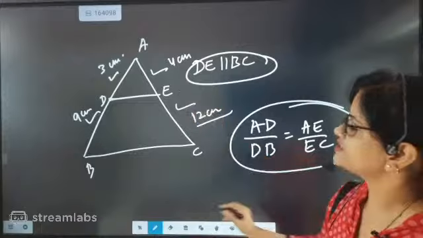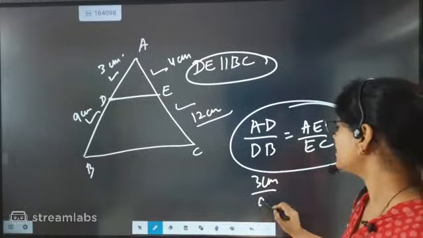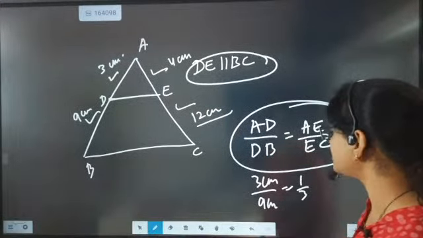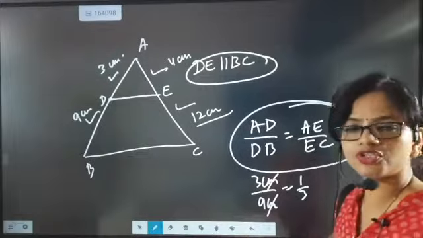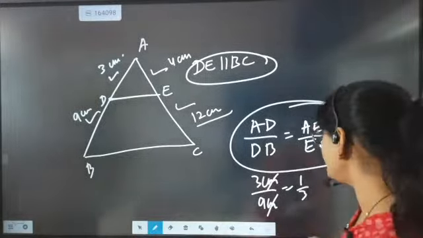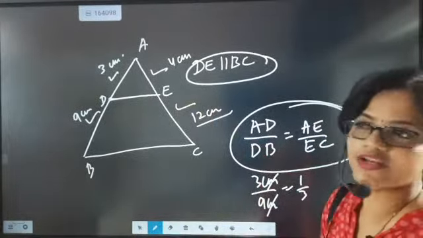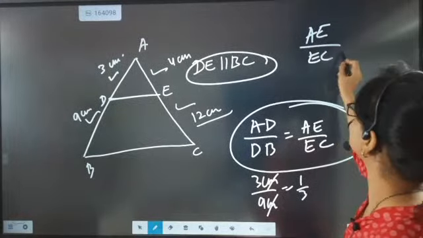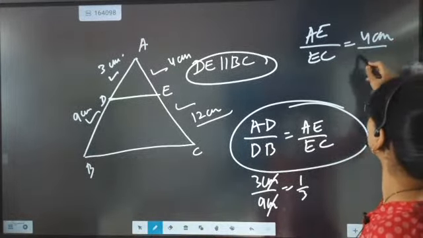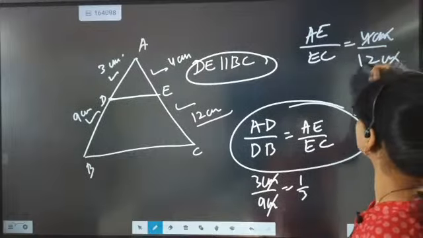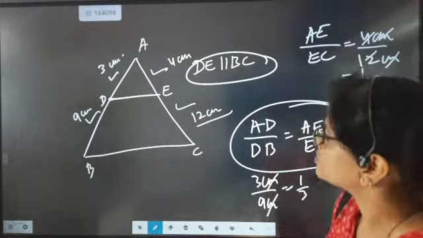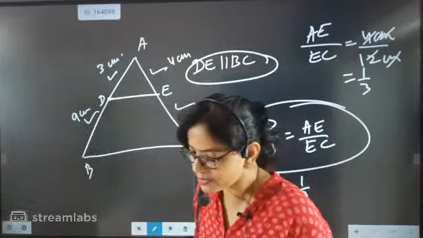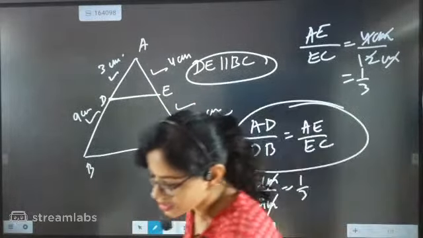Now here the sides are exactly 3 centimeter by 9 centimeter. It is coming as 1 by 3, because a ratio has no units. So centimeter will be cancelled, the ratio coming there is 1:3, beta, and here the ratio will be AE by EC, so the ratio is 4 centimeter by 12 centimeter, beta. If you cancel, it is coming 1:3. So here also the ratio is 1:3, and here also the ratio is 1:3.